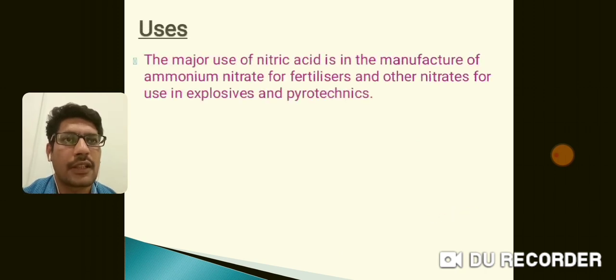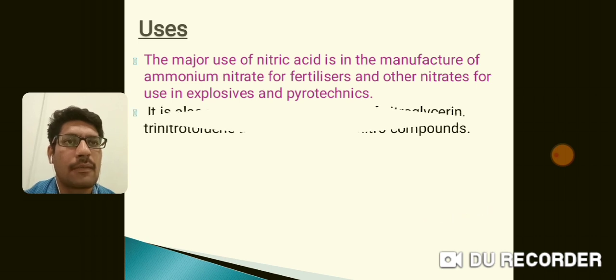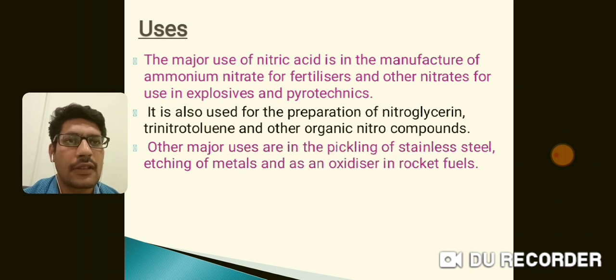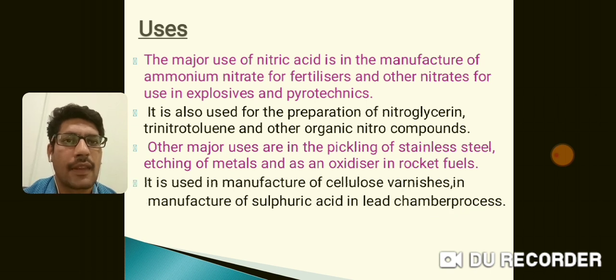Uses. The major use of nitric acid is in the manufacture of ammonium nitrate for fertilizers and other nitrates for use in explosives and pyrotechnics. It is also used for the preparation of nitroglycerin, trinitrotoluene and other organic nitro compounds. Other major uses are in the pickling of stainless steel, etching of metals, and as an oxidizer in rocket fuels. It is used in the manufacture of cellulose varnishes, and in the manufacture of sulfuric acid in the lead chamber process.